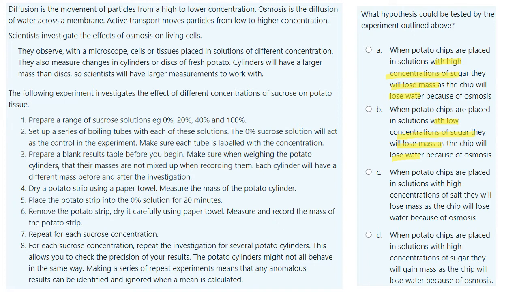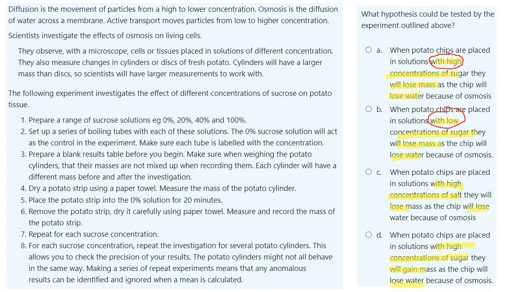So the only thing that's different between answer A and answer B is here, a high or a low concentration of sugar. C, when potato chips are placed in solutions with high concentrations of salt. Okay, so this time it says a high concentration of salt, not sugar. They will lose mass because they will lose water through osmosis. And then the last one, D, when potato chips are placed in solutions with high concentrations of sugar, so we're back to sugar again, they will gain mass because they lose water.